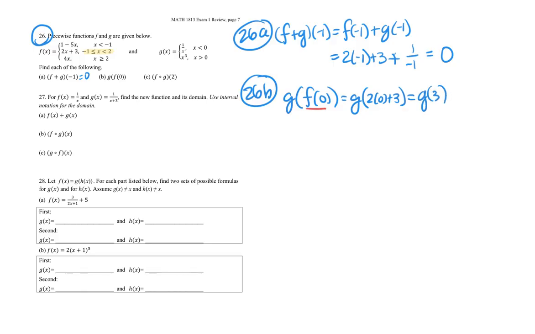So then to evaluate g of 3, I'm going to look over here and I see where is 3. 3 is greater than 0. So I'm going to use this function here, x cubed. So this is going to be 3 cubed, which is 27.